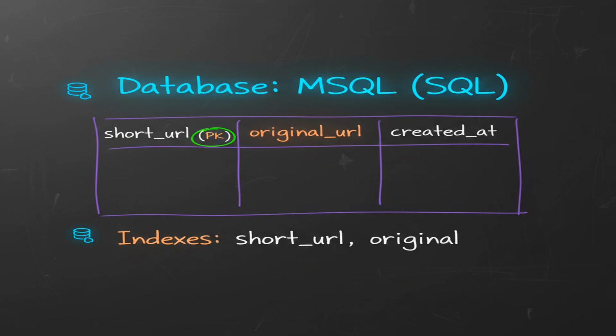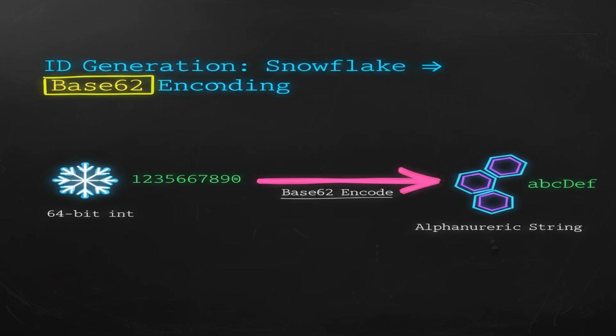Let's choose a database. While NoSQL options like Cassandra offer scalability, we need strong consistency, especially for custom URLs, to ensure uniqueness. Therefore, we'll use a relational database like MySQL. A junior engineer might be tempted to use NoSQL for everything, but we rejected it here because it compromises our consistency guarantees. Our data model will have at least two columns: short URL, primary key, and original URL. We'll need indexes on both columns for efficient lookups.